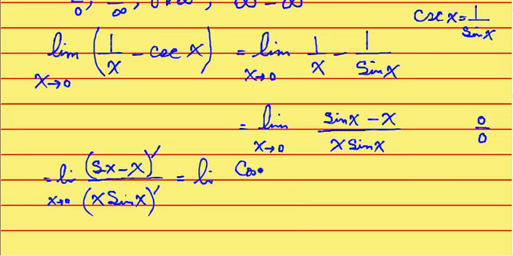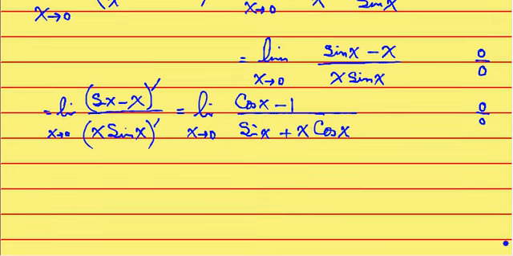Comes cosine of x minus 1, and the denominator is the derivative of the first times the second, that is sine of x, plus the first times the derivative of the second, x times cosine of x. Notice x is going towards 0. We are still not out of the woods yet. Cosine of 0 is 1, 1 minus 1 is 0, sine of 0 is 0, x is 0, so the denominator is 0. We are still haggling with a 0 over 0 form, so I have to go ahead and differentiate one more time.